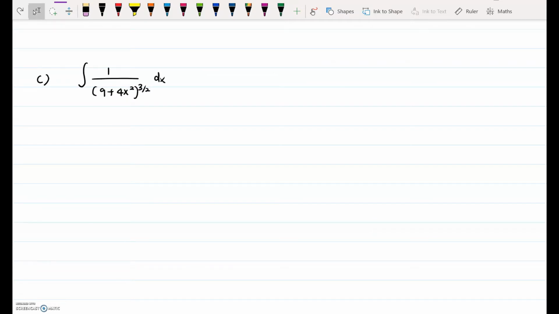Now let's see example C. We have the integration of 1 over (9 plus 4x squared) to the power of 3 over 2 dx. Firstly, we have the expression 9 plus 4x squared. If we write it as a perfect square, it equals 3 squared plus (2x) squared. Now, this is your a equals 3, and this is your x, which is equal to 2x.